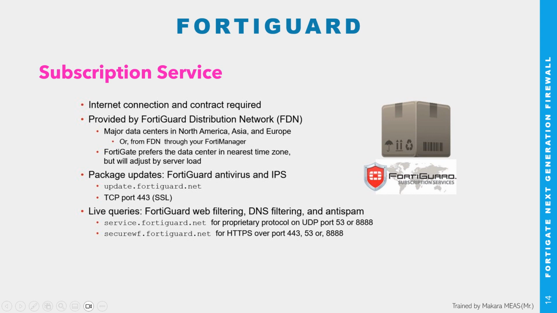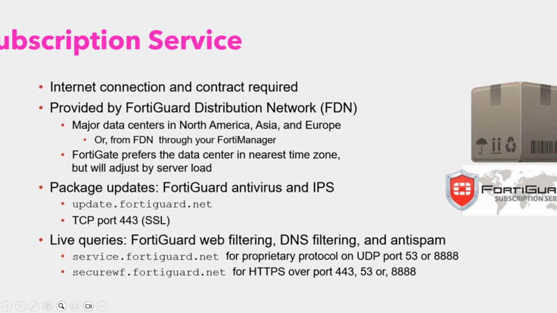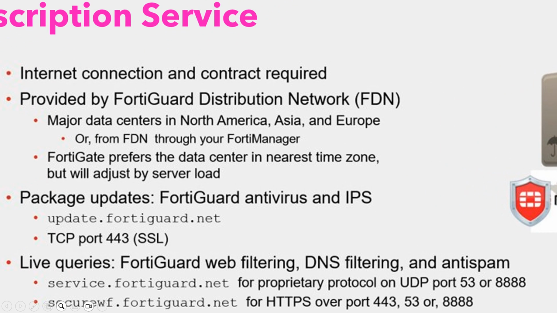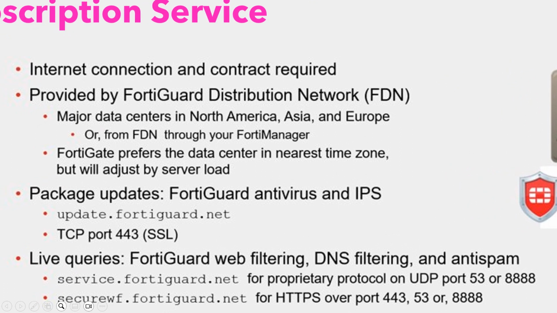And for the FortiGate distribution network, we have data centers in North America, Asia, and Europe as well. In case you don't allow your firewall to the internet, you can use the FortiGate distribution network through your FortiManager. By default, if you don't change any data center, FortiGate will prefer the nearest data center based on your time zone setup. For example, if I set up time zone GMT+7 Bangkok, the nearest data center that I allow the FortiGate to connect is Asia.